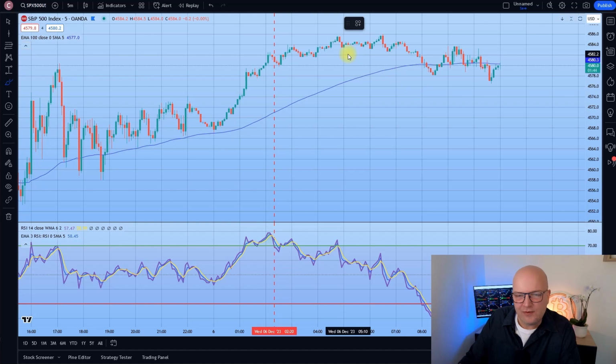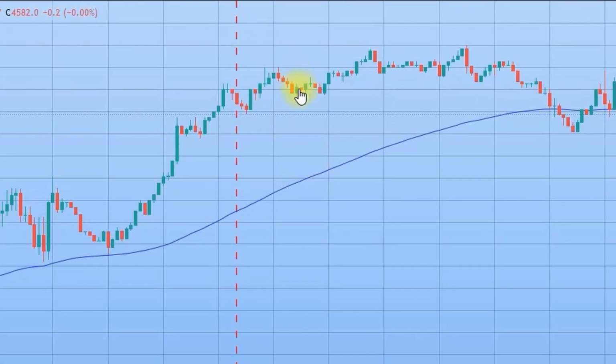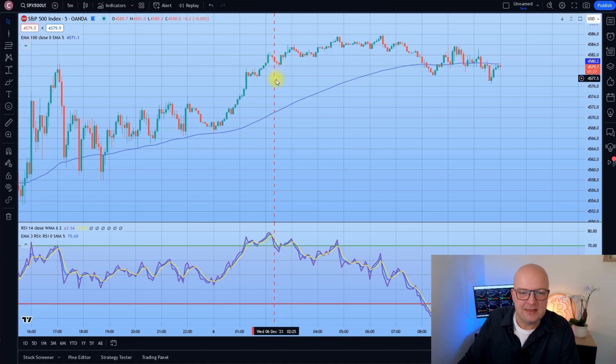So we want to modify this trading strategy by 2 more things. The first thing is we want to see that the price of the asset we are trading has moved away by quite a margin from its exponential moving average. This was actually also the case for this trade. You can see the price is far above its moving average. So this is the first thing we want to check for.